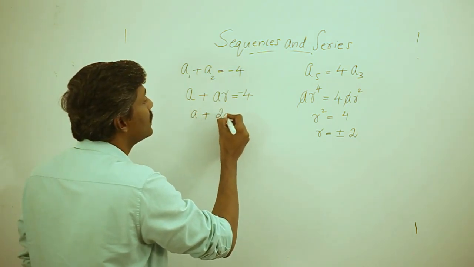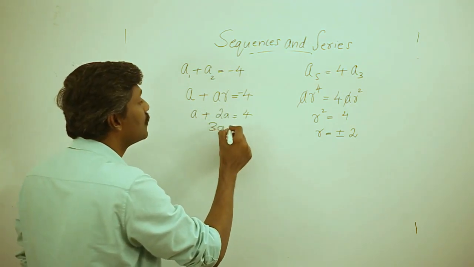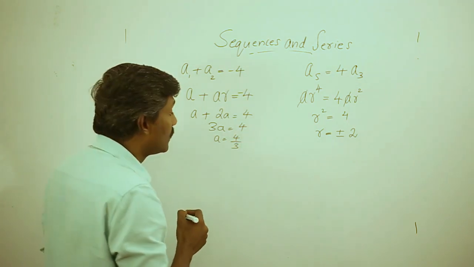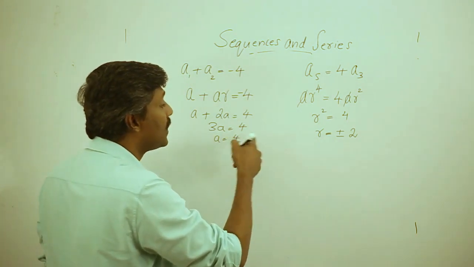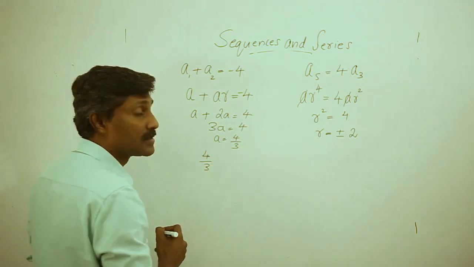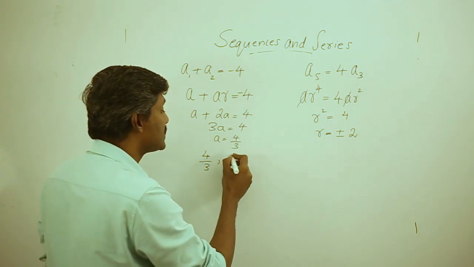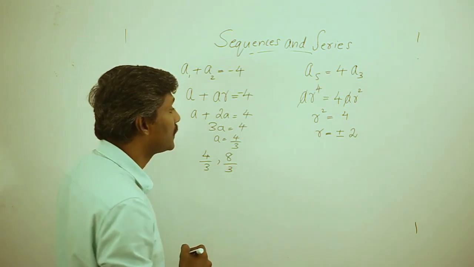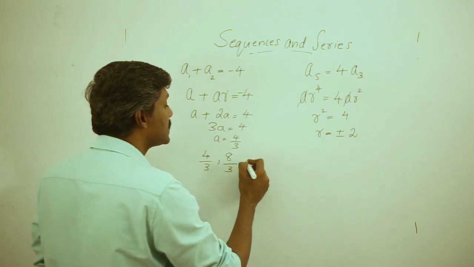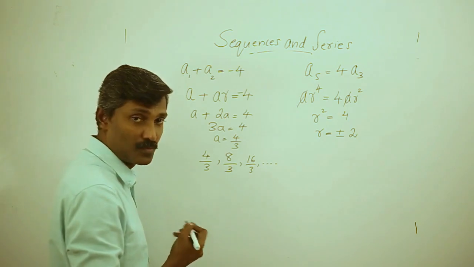A plus 2A is equal to 4, right? R is 2. So that is nothing but 3A is equal to 4, or A is equal to 4 by 3, correct? Now, if A is 4 by 3 and R is 2, what is the next term? It is 4 by 3 is the first term, and the next term is 4 by 3 into 2, which is 8 by 3, correct? And obviously the next term will be into 2, which is 16 by 3, etc. So that is one sequence, one GP.